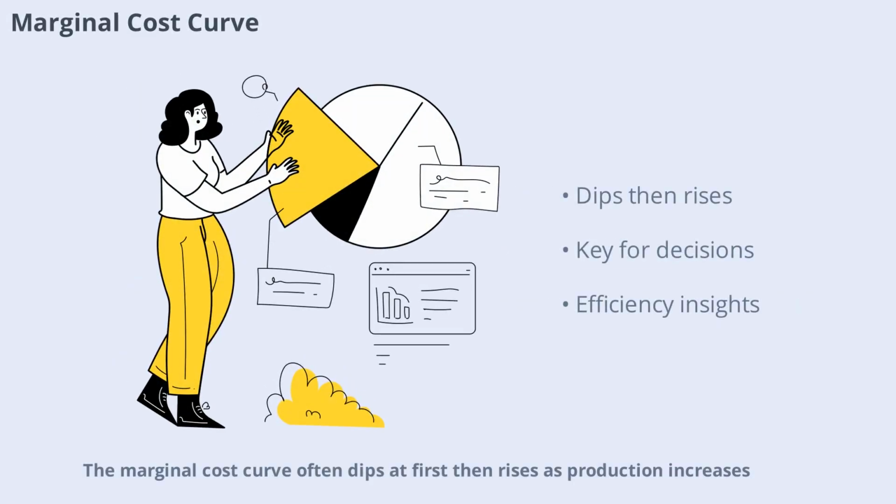Marginal cost curve often dips at first, then rises as production increases. This reflects increasing efficiency at low output and rising costs as resources become stretched. The point where marginal cost equals average cost is especially important for decision making.